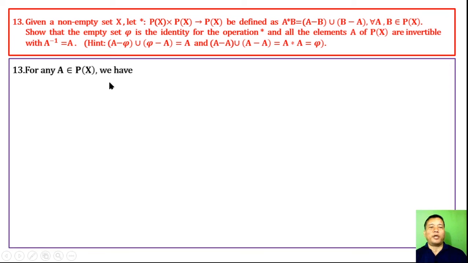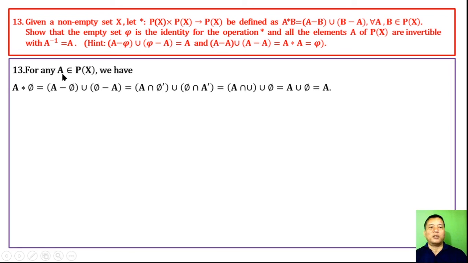For any A belongs to P(X), we have to show A asterisk phi equals A. Phi is the identity element, so we have to prove that for any element A of the power set of X, A asterisk phi is A. By definition, A asterisk phi is A minus phi union phi minus A. A minus phi is A intersection phi complement, and phi minus A is phi intersection A complement, where the complement is taken with respect to the universal set U.